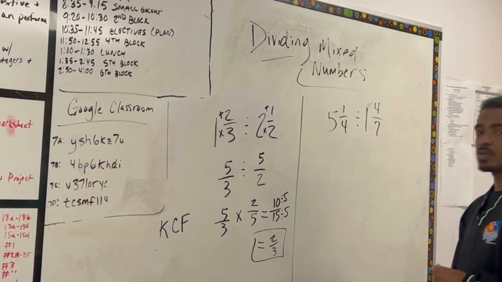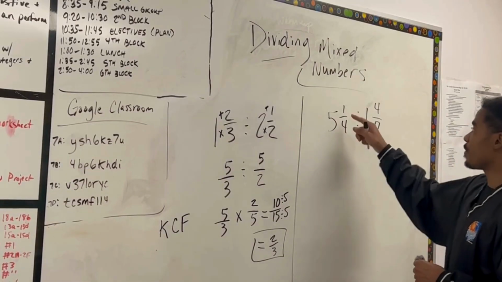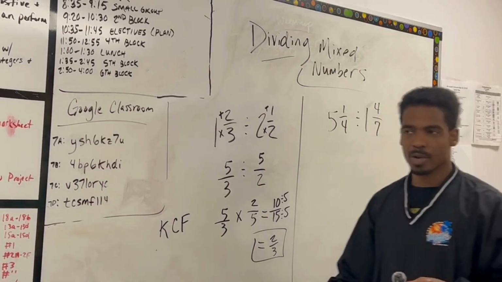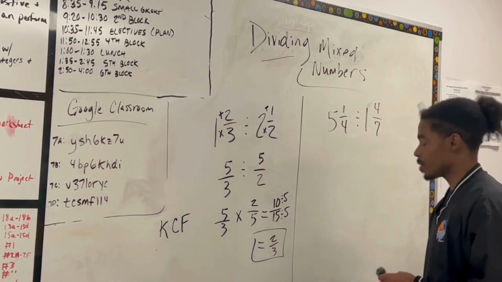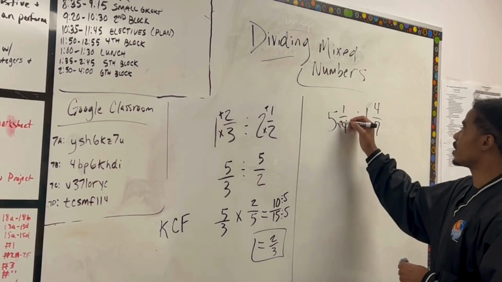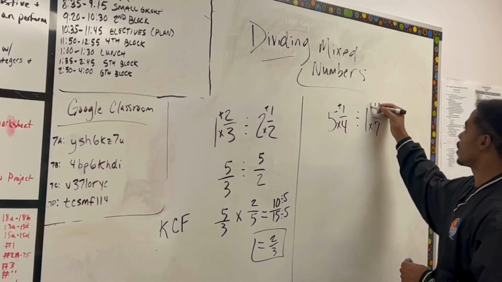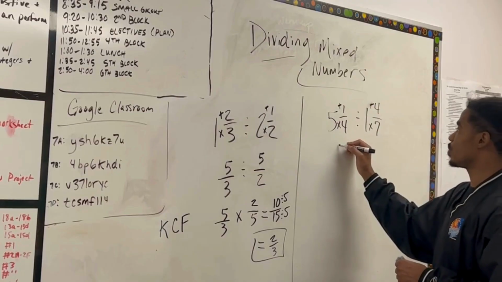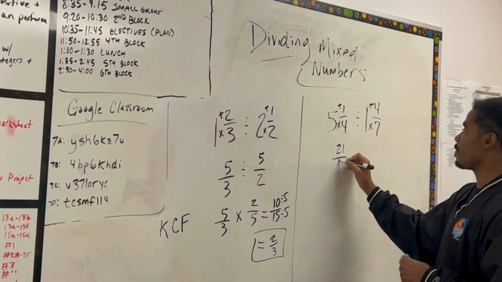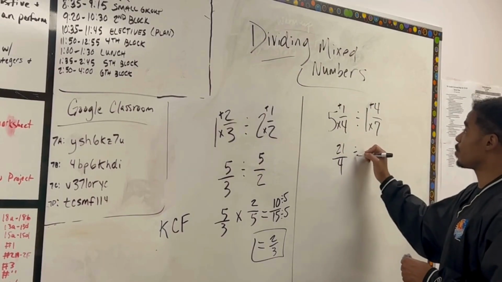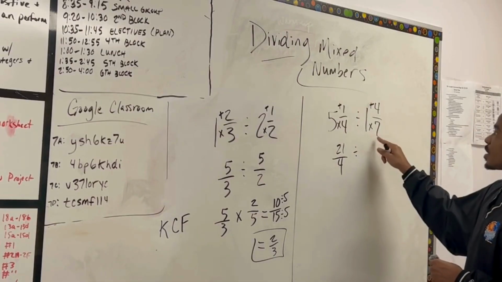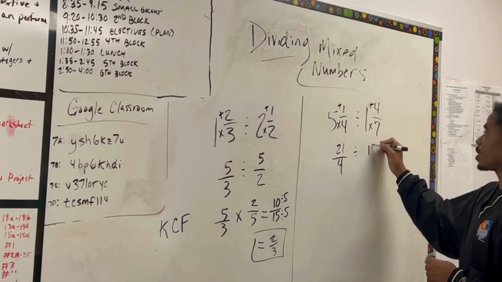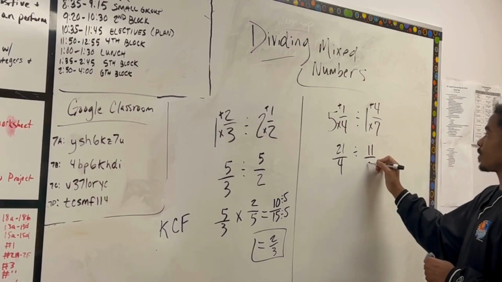Not too bad. If I got 5 and 1/4 divided by 1 and 4/7, once again, you got to remember, you cannot divide mixed numbers. So the first thing you're going to want to do is change this to an improper fraction. 4 times 5 is 20. 20 plus 1 is 21. So you're going to keep that 21/4. Keep my division symbol for now. Then same thing, 7 times 1, 7 plus 4 is 11. So that's my numerator. Keep my denominator of 7.